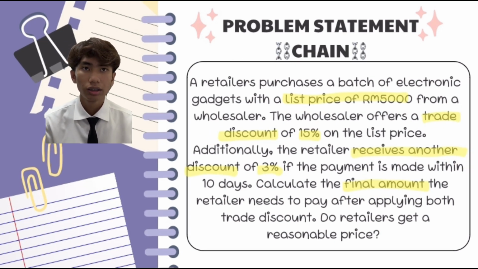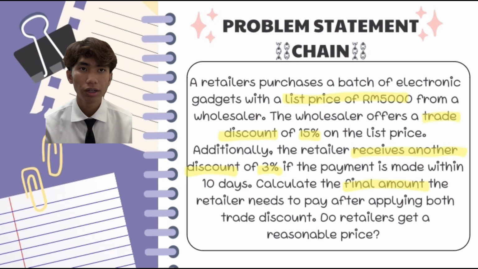A retailer purchased a batch of electronic gadgets with a list price of 5,000 from the wholesaler. The wholesaler offered a trade discount of 50% on the list price. Additionally, the retailer received another discount of 3% if the payment is made within 10 days. Calculate the final amount the retailer needs to pay after applying both trade discounts. Does the retailer get a reasonable price?